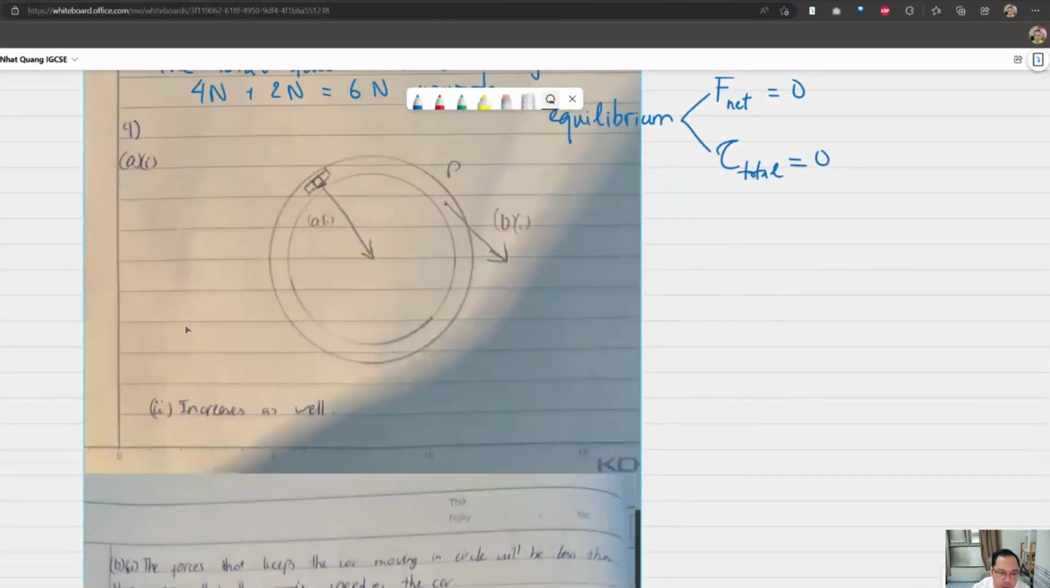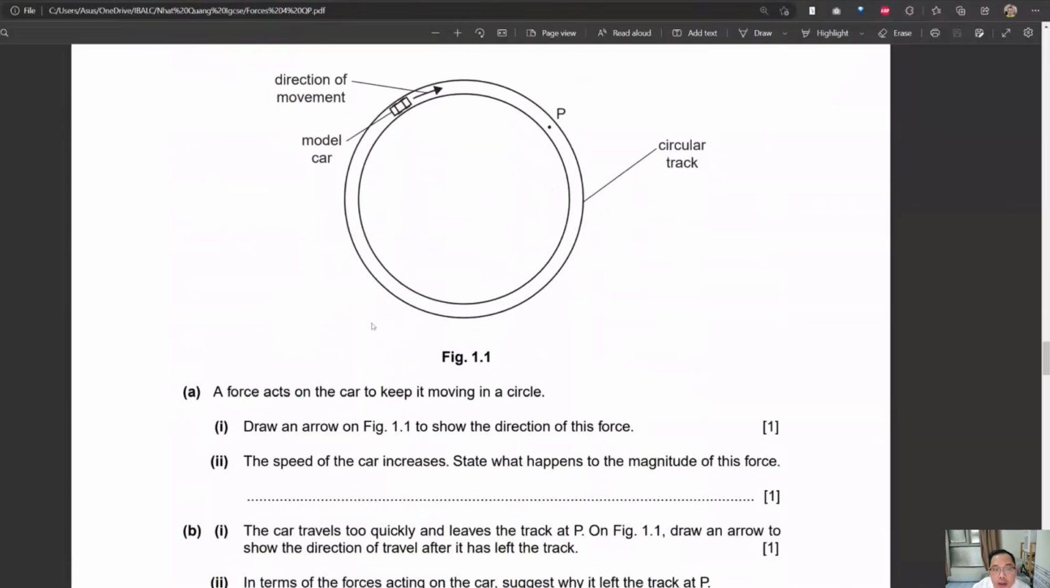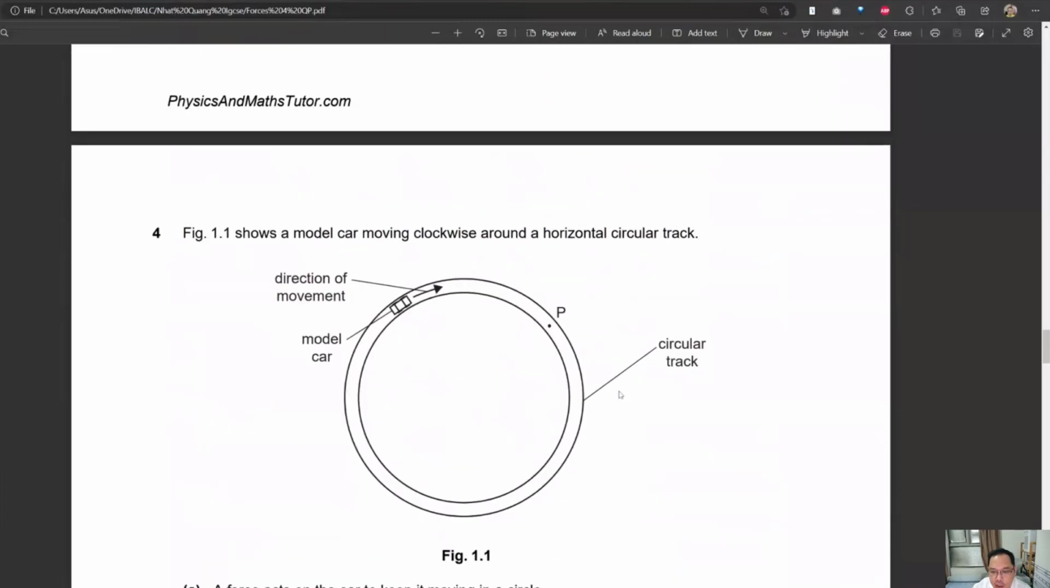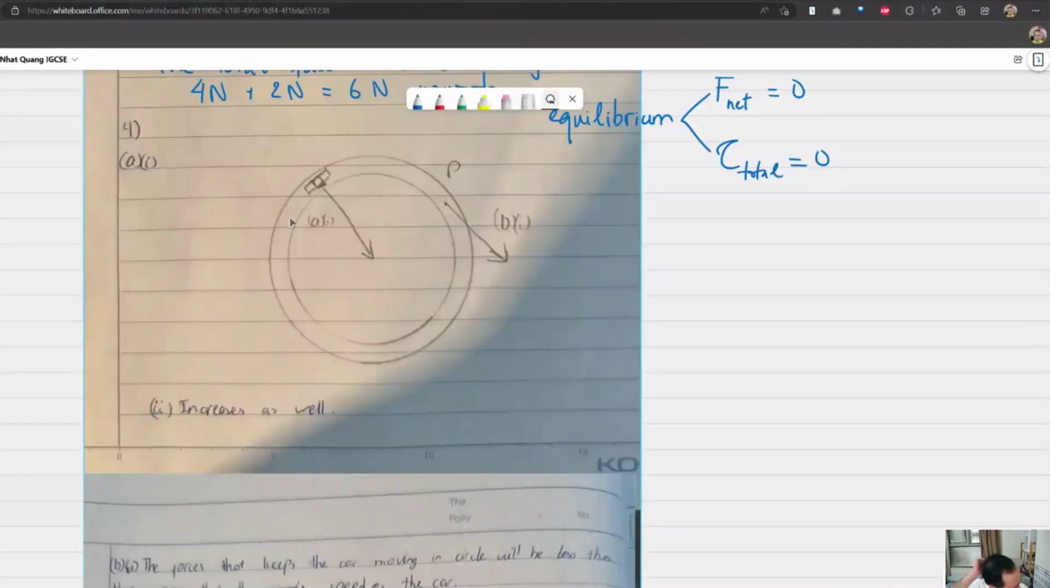Continue with question 4 here. Increases as well. Direction of movement: the model car on a circular track, a force acts on the car to keep it moving in a circle. Draw an arrow to show the direction of this force. Moving in a circle, they didn't say anything about the speed of the car. Does the force change, increase, decrease, or remain the same? Because they didn't say, we have to assume the simplest case, that the speed does not change, only the direction of movement, the direction of velocity. Okay, and you drew it correctly, the direction of the force, which is the centrifugal force.